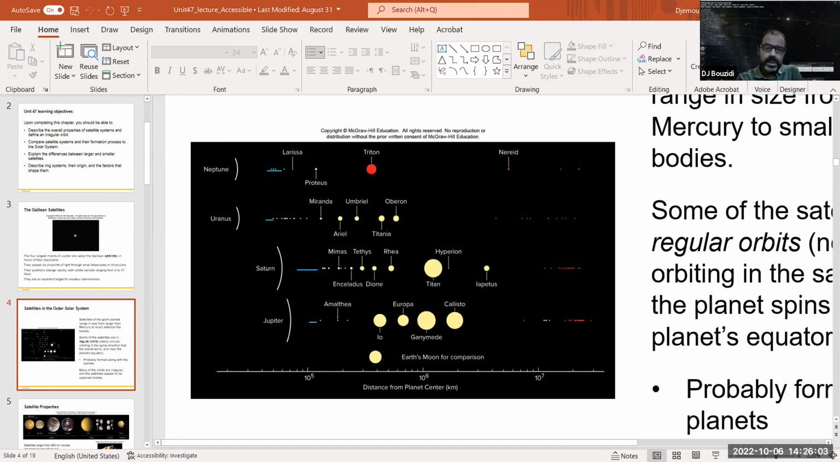Again, the units at the bottom are in kilometers, but you have to be very, very careful with this scale. It's not a linear scale, it's a logarithmic scale, meaning from here to here it's about 10 times as big, because this is 100,000 kilometers, this is 1,000,000 kilometers, and this one is actually 10 million kilometers, I should say.